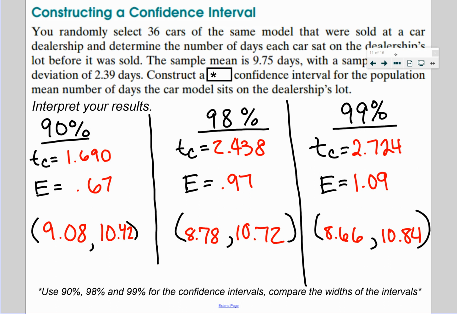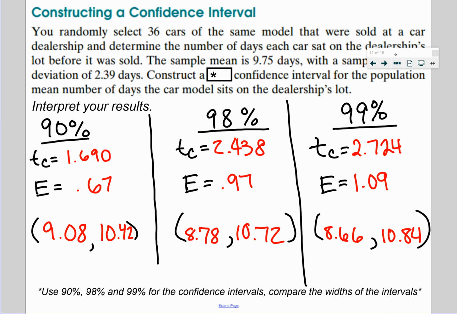All right, so what do you notice as my confidence level increases as to what's happening with these intervals? As the confidence level increases, what happens to the interval? Go ahead, guys. Yeah, so the max is getting higher and the min is getting lower. So the width in general is getting larger. So maybe write that down. The width increases as the confidence level increases.